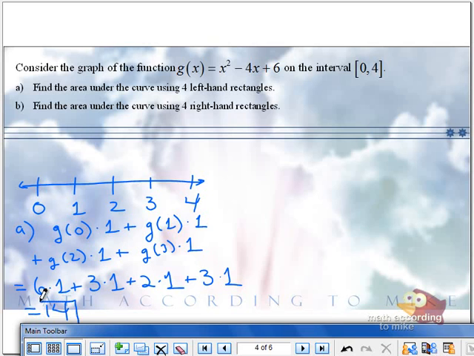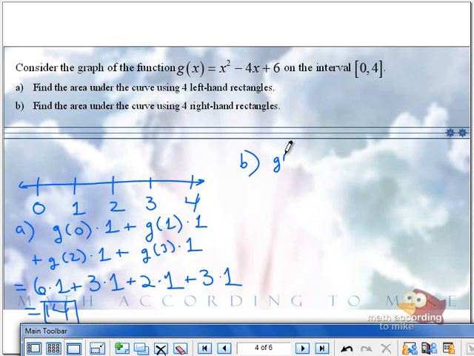Now, since we are not looking at the picture, it's not easy to know if this is an under approximation or over approximation. So we can't make that judgment. We'd actually have to graph this thing. Okay. So for part B, what numbers are we going to use for x if we want right-hand rectangles? Yeah, 1, 2, 3, 4, or 4, 3, 2. It doesn't matter. So again, the widths are all 1.